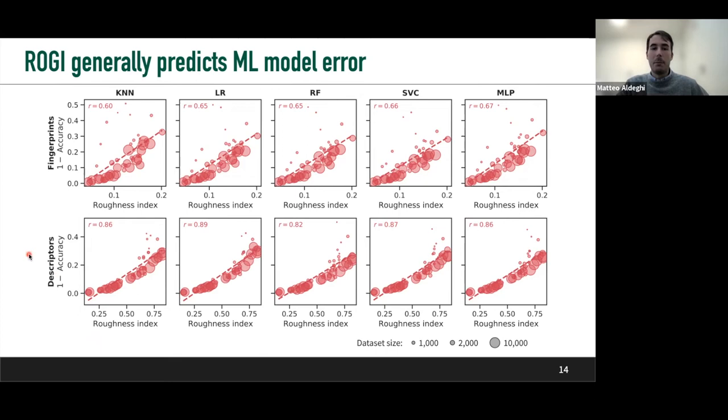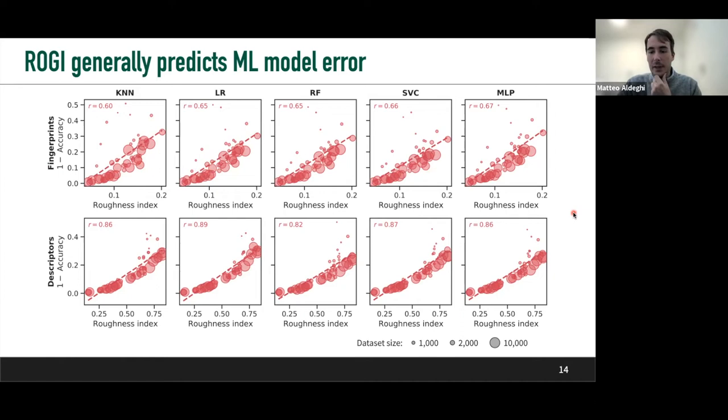However, here you will notice that the points that are farther up are all fairly small in size. These are the smaller data sets. This is what I was trying to mention before: given a specific roughness, the less data you have, the harder it is for the model to make accurate predictions. So there is a confounding factor of a model making larger error for a given roughness value.